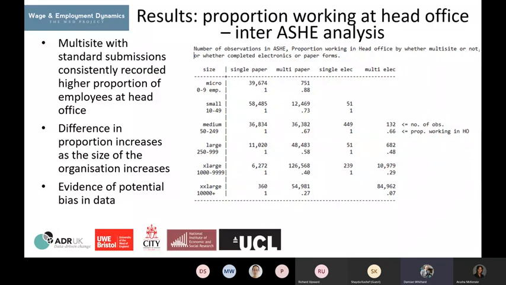So for example, the difference for medium-sized companies is around 1%. So we're looking at these figures here. Hopefully you can see my pointer. And then for the large, it's about 10%. And then we get down to the extra large, which is 20 percentage points. Worth noting that when we're talking about medium and large companies, there are very small numbers of observations, only 132 and 682 here. But when we're comparing the larger companies, there are tens of thousands of observations. That gives us some confidence in the findings that there is potential evidence of bias in this data.